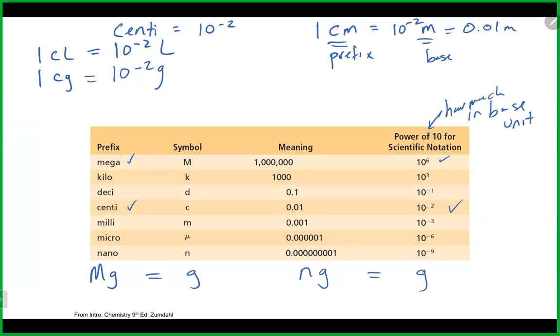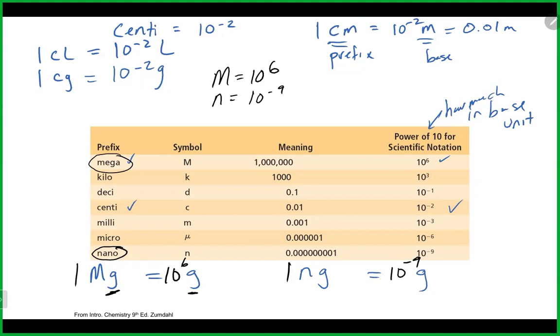So we would go to this table, we would find mega, or we would know that mega is 10 to the 6th. So once again, that is how much there is in the base unit. So grams here is the base unit. So there should be 10 to the 6, or 1 times 10 to the 6 in scientific notation, grams to 1 megagram. If we go here to nano, it is 10 to the minus 9. And once again, that's how much there is in the base unit to one of the prefix units. So that would be 10 to the minus 9 grams in 1 nanogram.